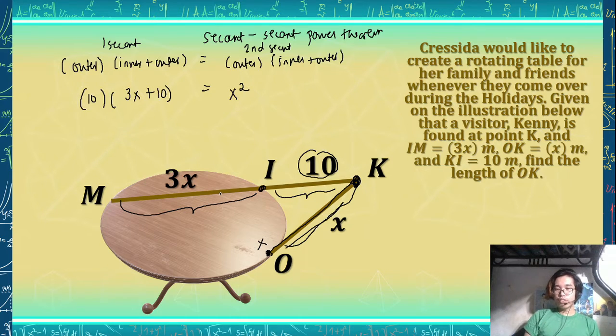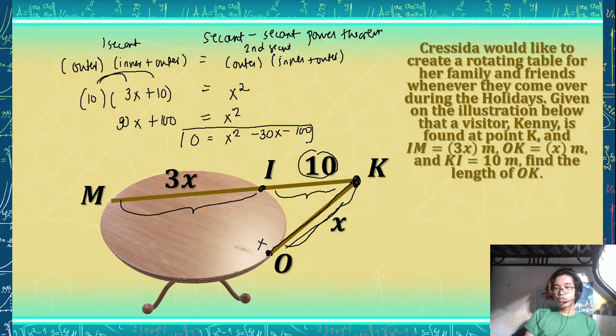Therefore, we have to distribute 10. That's going to give us 30x plus 100 is equal to x squared. And therefore 0 is equal to x squared minus 30x minus 100. There you go, so we have this formula. Using this quadratic equation, we can find the value of x using the quadratic formula.